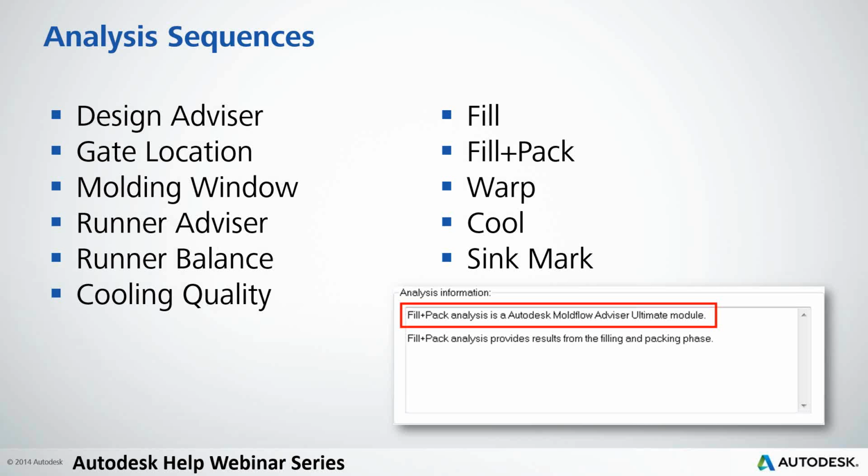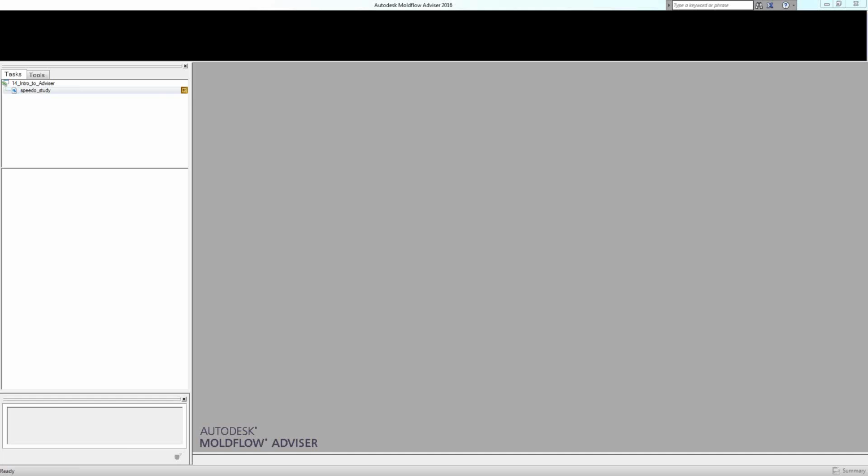Now, if you're not sure which analysis type or which license you would need for the analysis, typically it'll list it whenever you click it in the analysis wizard. It'll show something similar to that picture there, where it says a fill and pack analysis needs an ultimate module to run. This is a nice way to keep track of, oh, you might need that license in the future if you're looking to expand your capabilities. So you can take a look at that and determine which one you might need.